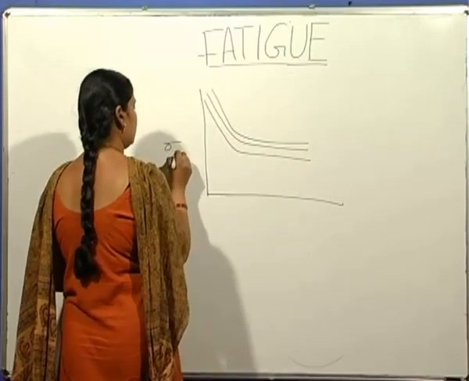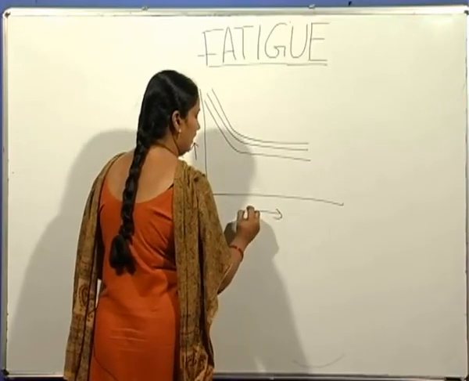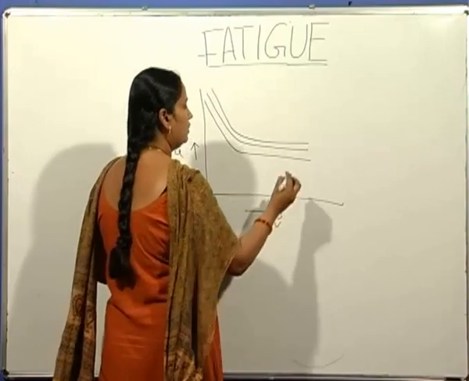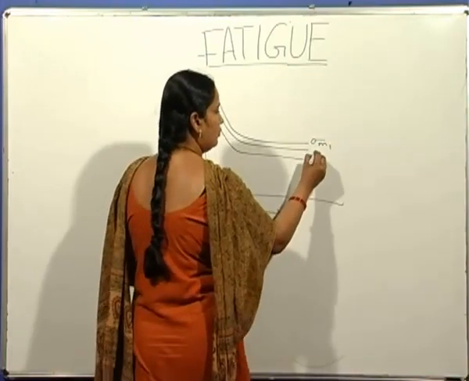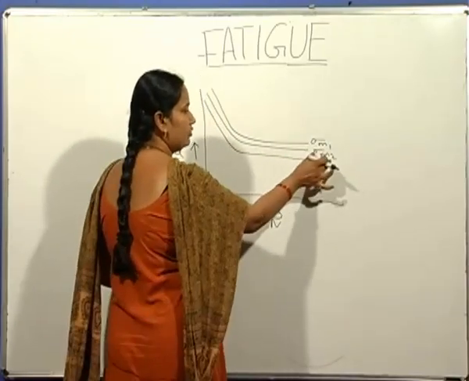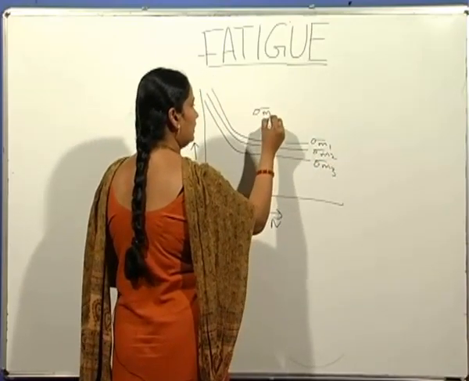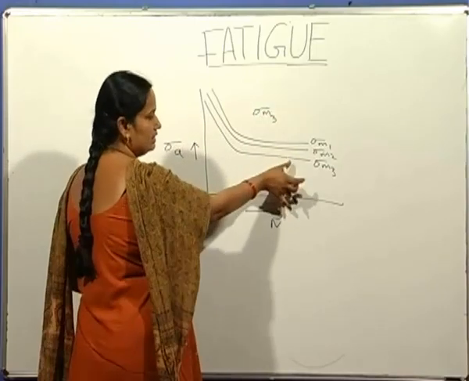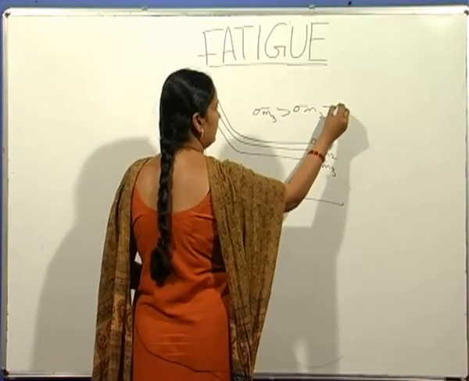So this is with respect to stress amplitude, alternating stress, and number of cycles to failure. This is for the case of mean stress sigma m1, for a specified value of mean stress. This is for sigma m2 and sigma m3. It has been found that as mean stress increases, the fatigue limit decreases. Sigma m3 is greater than sigma m2, which is greater than sigma m1.